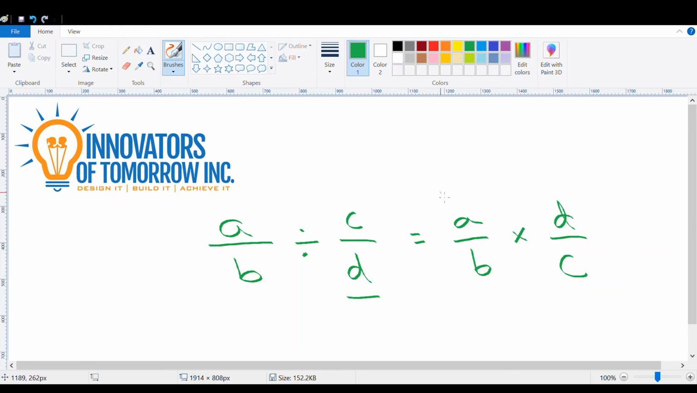To use a concrete example, 1 over 2 can be written as 1 over 1 divided by 2 over 1. If we flip the second operand, we get 1 over 1 times 1 over 2, which equals 1 over 2.